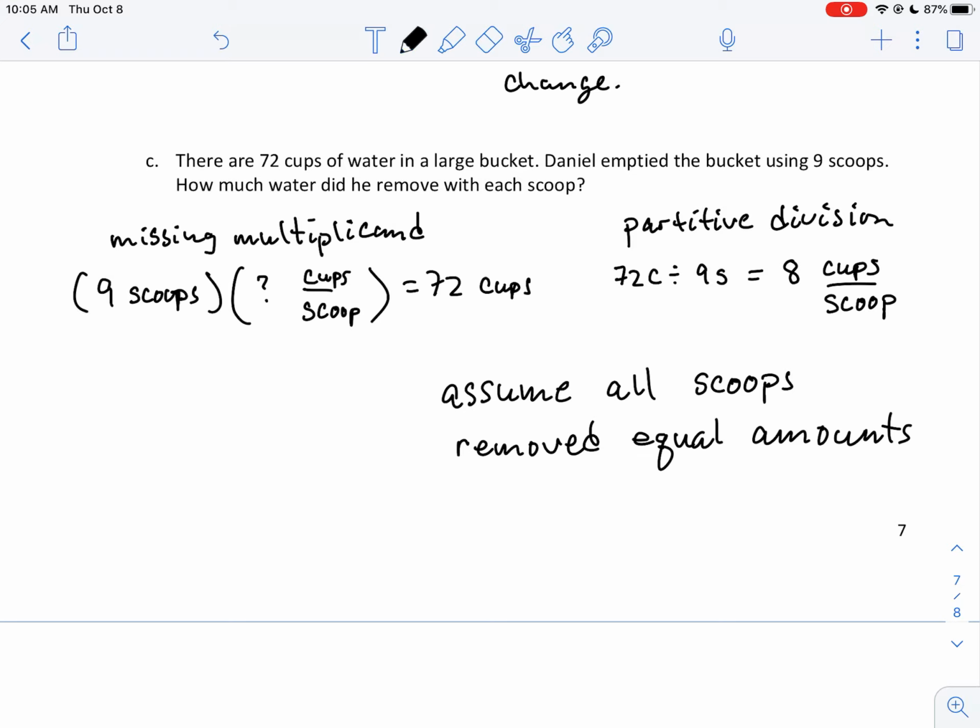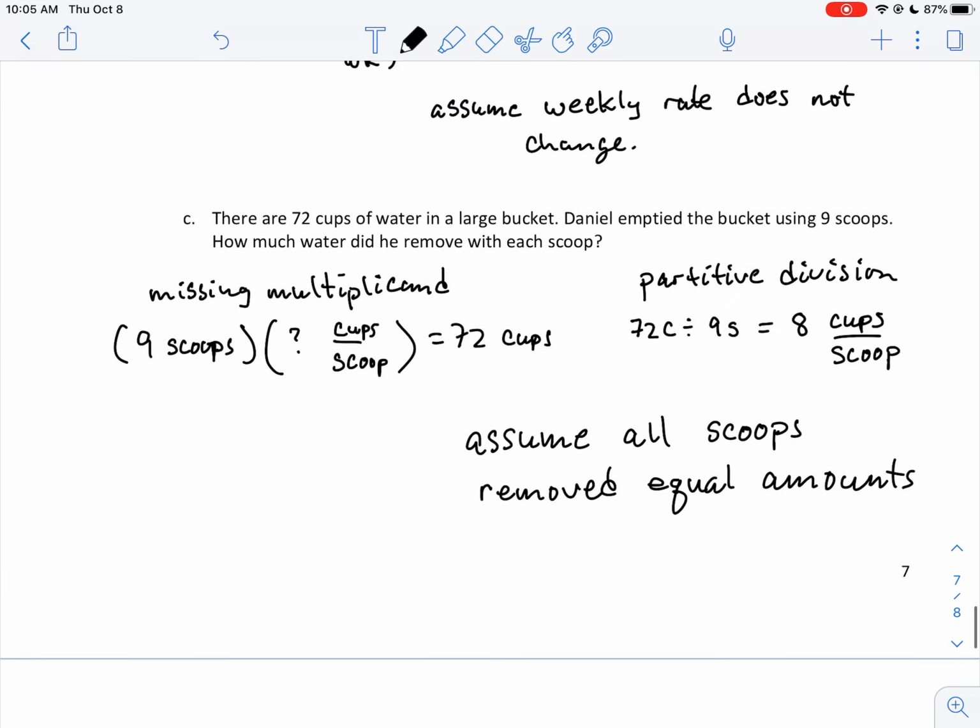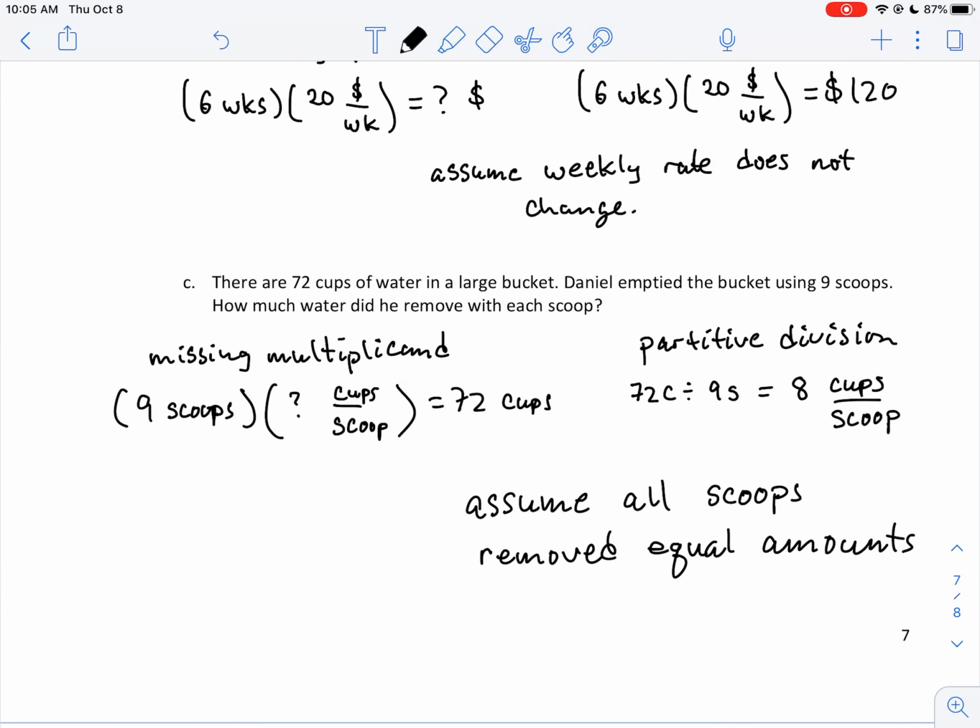Define the amount of stuff per unit, the amount of cups per scoop, in other words, and the assumption we're making here is that all the scoops removed equal amounts. It's not like you had a very large scoop and some scoops maybe had more and some had less, and in the end he emptied it using 9 scoops. So we were assuming that each scoop removed an equal amount of stuff. Okay, and there's our solutions.